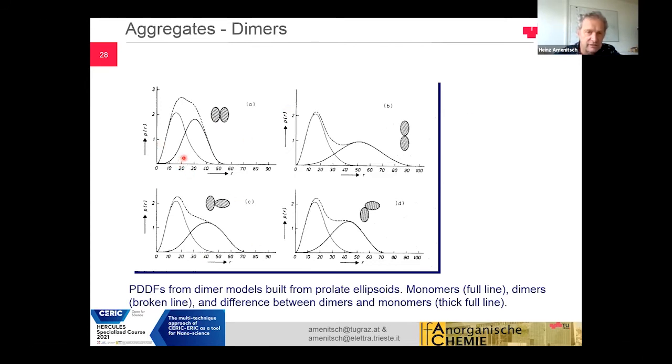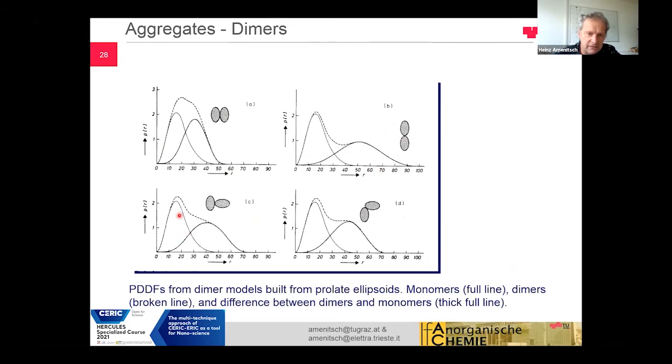You see there is a distinct difference if you have this compact form of the dimer. This is the elongated form of the dimer, and you have this extended pair distance distribution function. And here, this is more or less indistinguishable. In the pair distance distribution function, there are only subtle features.